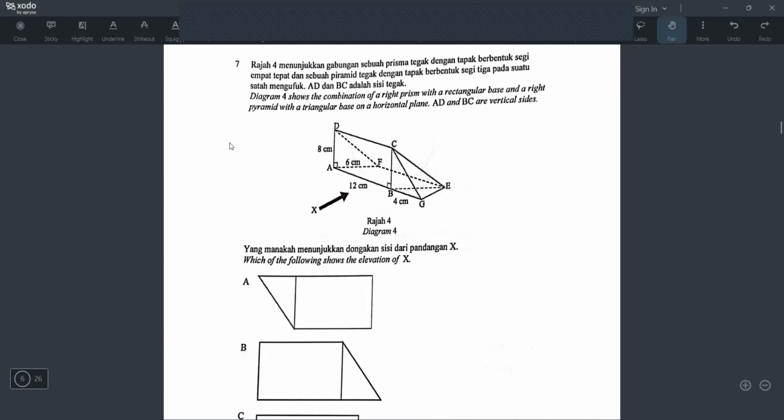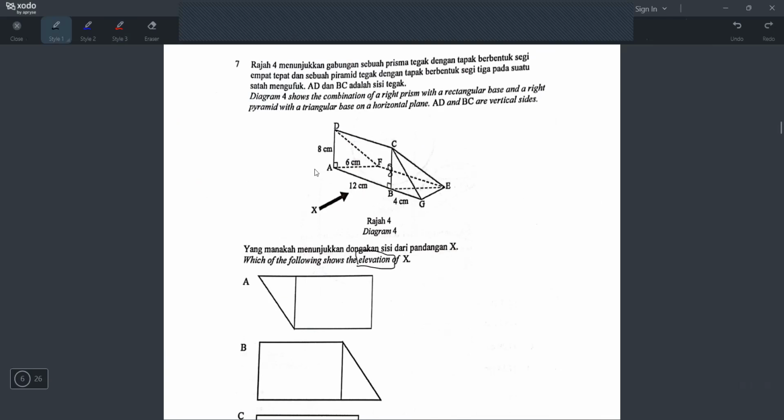Let's continue. Number 7, diagram 4 shows the combination of a right prism with a rectangular base, and a right pyramid on the side with a triangular base on the horizontal plane. AD and BC are vertical sides, so this should be 8 as well, right? Which of the following shows the elevation from X?